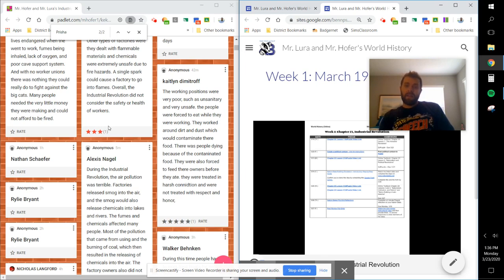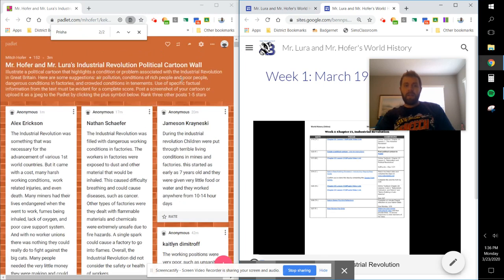So another way to get 100% is to find a picture online, but then to write up a summary of how it reflects one of those three issues in the Industrial Revolution: air pollution, the conditions between the economic differences between the rich and the poor, dangerous factory conditions, overcrowded conditions in tenements, which are the homes, slums in major cities. So if you went and found a picture, you wrote a description, you're moving in the direction of full credit. Okay? So that's a Padlet assignment.